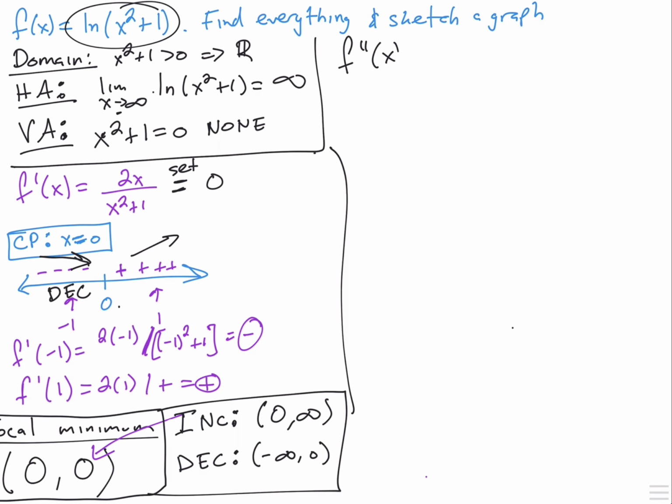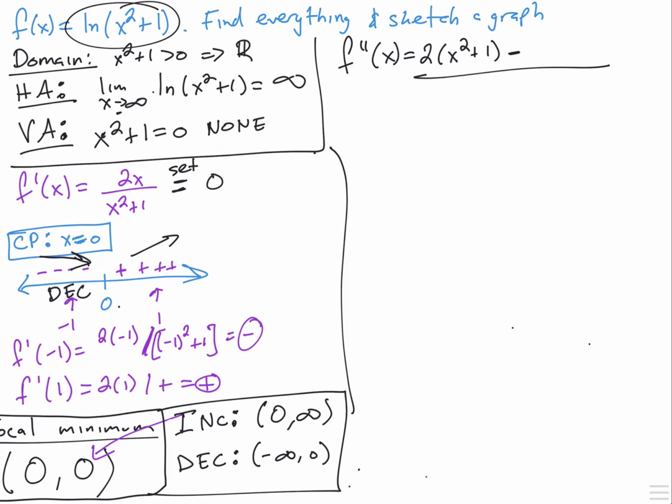Second derivative. So what is the second derivative? 2 over x squared plus 1 times... Does it simplify to that? Yes. Okay, all right, so let's write it down, though.